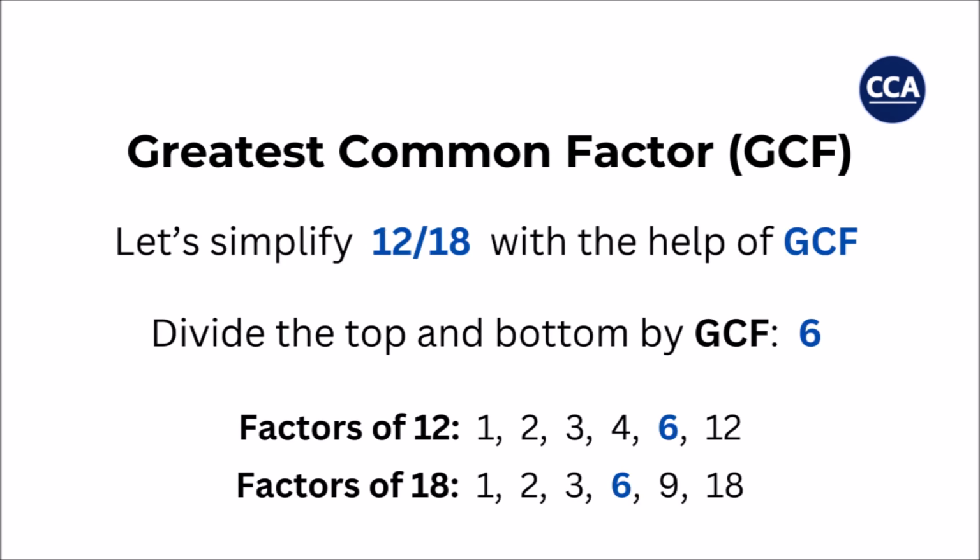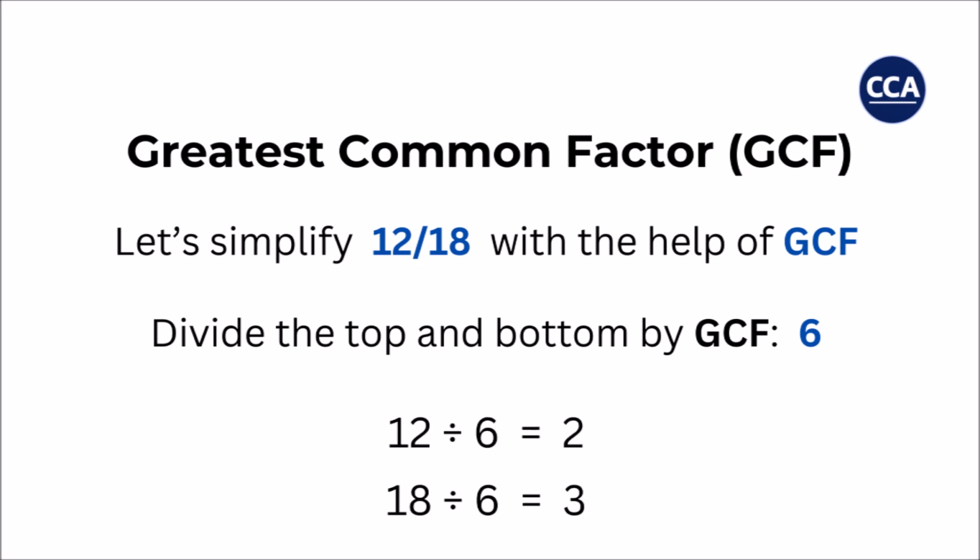Let's simplify the same example with the help of GCF. First, divide the top and bottom by greatest common factor, which is 6 here. So, 12 divided by 6 is 2. And 18 divided by 6 is 3. Did you see that by one simple division, we got our simplified fraction? 2 over 3. So remember, always simplify the fraction by the greatest common factor.